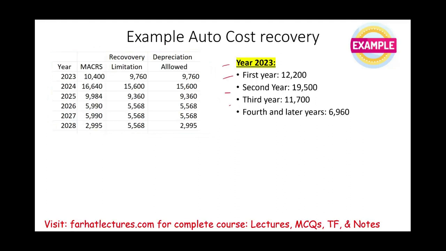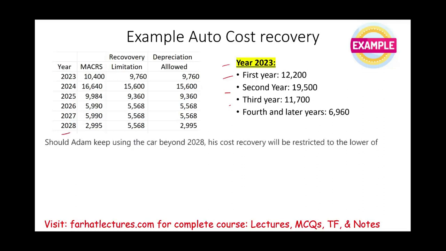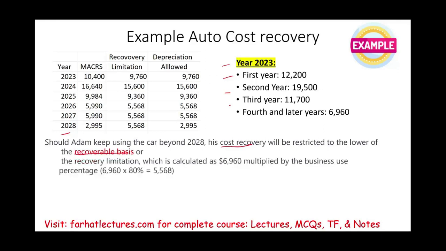These are the limitations. Now, what happens if Adam keeps using this car beyond 2028? His cost recovery depreciation will be restricted to the lower of the recoverable basis or the recovery limitation, which is calculated for our purposes as 6,960, because we go after year four, multiplied by the business use of 80%, giving 5,568.